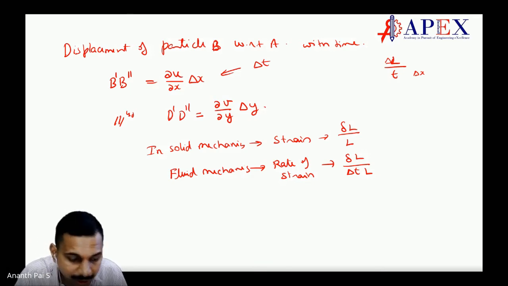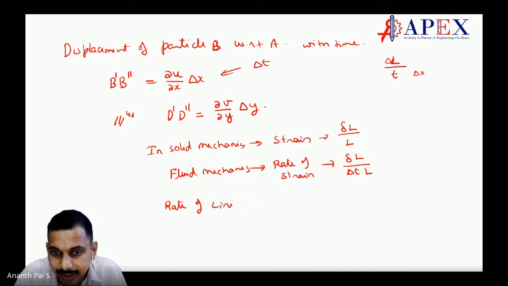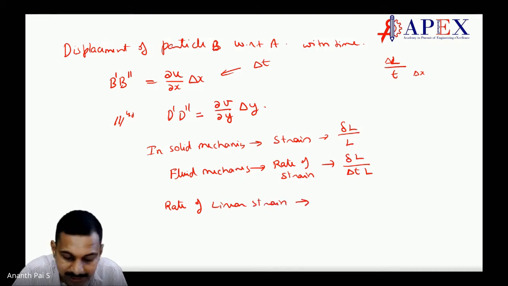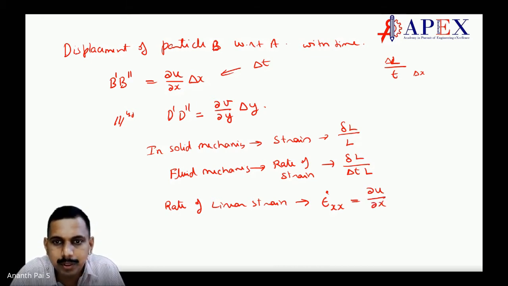So the rate of strain, or rate of linear strain, is given as epsilon xx dot equals dou U by dou X. Agreed? Because delta X is removed, correct?